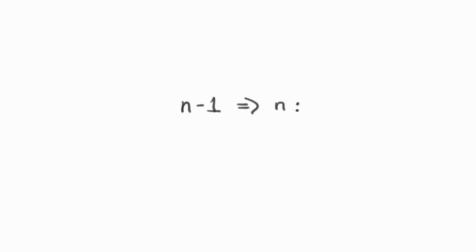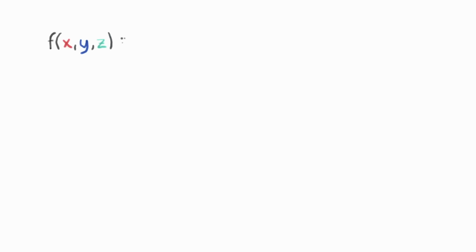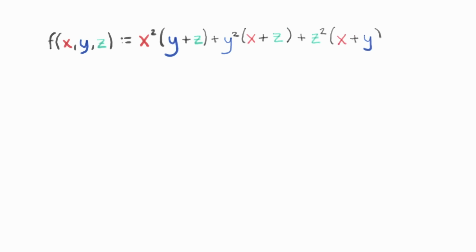Supposing the statement is true for polynomials in n-1 variables, we need to show that it is also true for polynomials in n variables. Thus, starting with any symmetric polynomial f(x1, ..., xn), we must show that it can be expressed using power sums of the variables x1 through xn, and we will describe an algorithm that does this. To keep things pleasant, we will apply the algorithm to a concrete example polynomial. But, as we have done before, the same procedure works in a general case just as well. The example polynomial we will be working with is the one we saw just a moment ago: x squared times (y plus z) plus y squared times (x plus z) plus z squared times (x plus y).